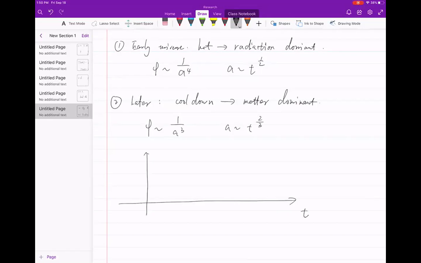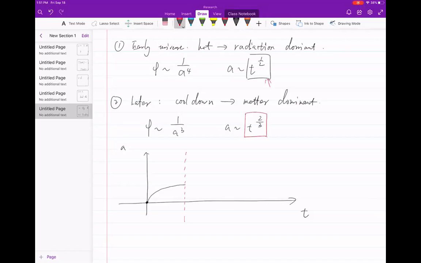Time, a. Remember, a quantifies how fast your universe is expanding. Can you draw it now? At early times, you should draw this. That's roughly a square root. Big Bang. Then your universe expands at a certain rate. After a while, you cool down. Instead of this one, you should take this one.